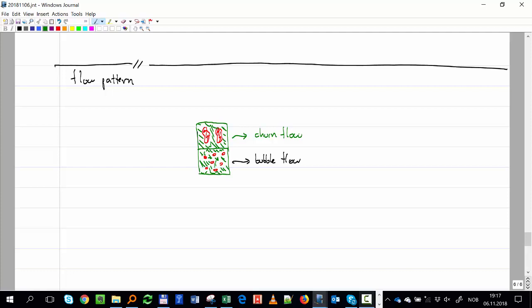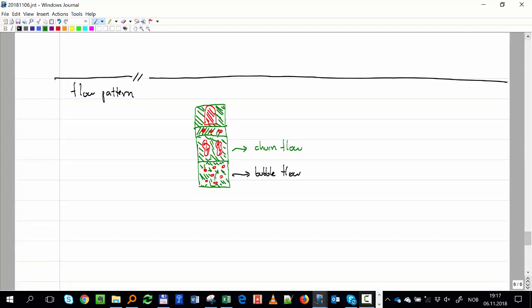What happens now if I continue increasing the amount of gas? I get batches of liquid with some bubbles of gas entrained, and I get a batch of gas. And finally, how do I call that flow? Slug flow, or also intermittent flow.